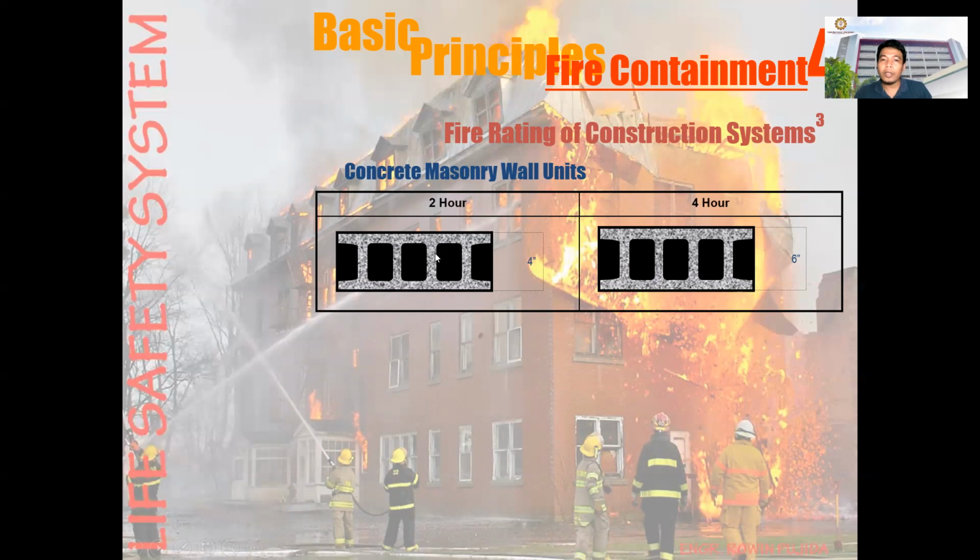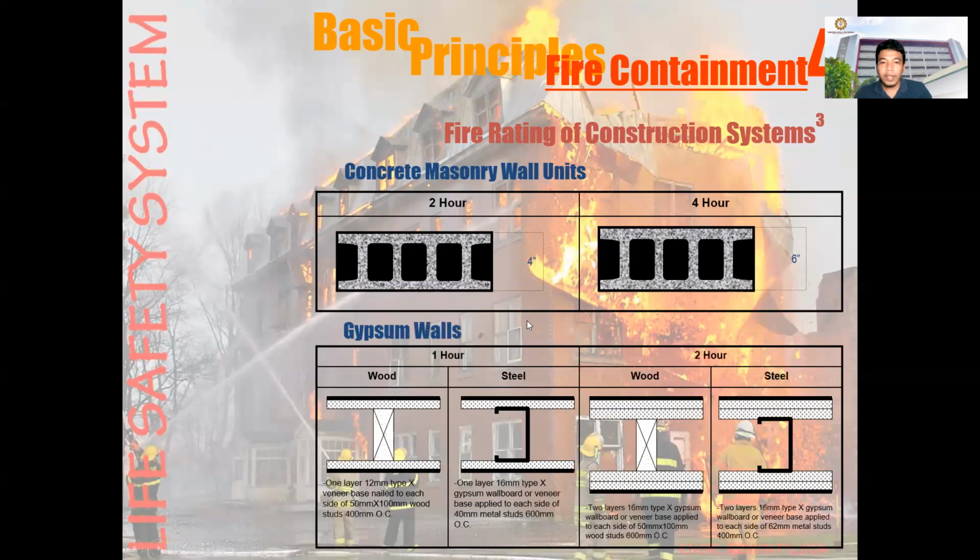And then for inner walls, you have 4 inches hollow block. And then for gypsum walls, 1 hour for wood and steel, and 2 hours for double layer for wood and steel. One layer, 1 hour; 2 hours, double layer.